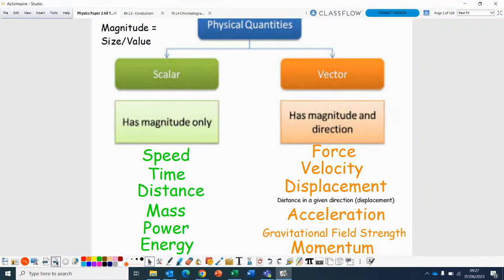In forces, you need to know what the difference between a scalar and a vector is. A scalar has a magnitude and no direction, and a vector has a magnitude and direction. You usually draw vectors using an arrow. The most common scalars are speed, time, distance, temperature, those sort of things. And the most common vectors are force, velocity, acceleration, momentum, gravity.